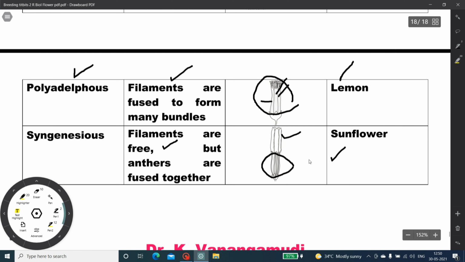With this I am completing my presentation on flowers and seed structures.